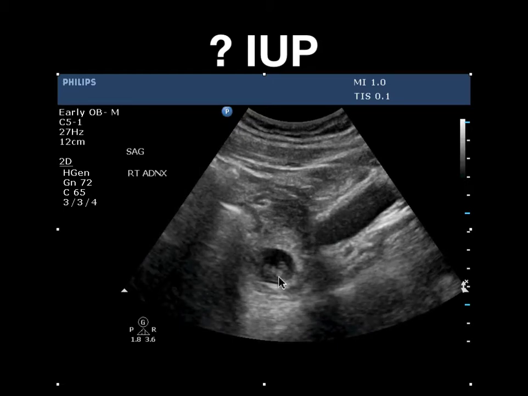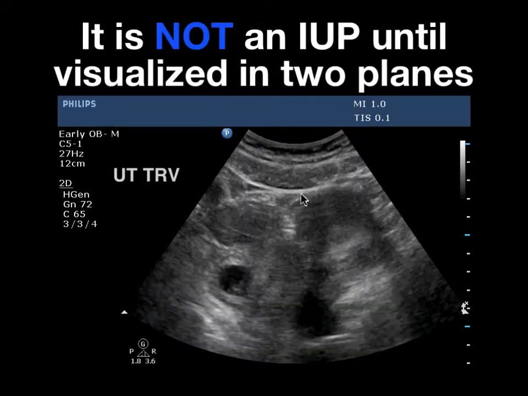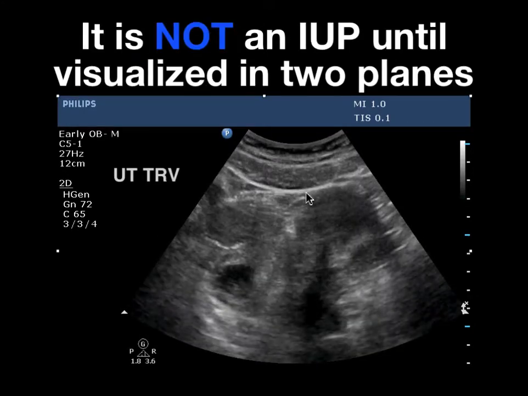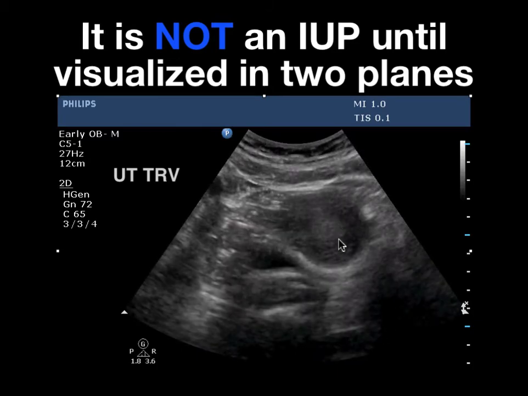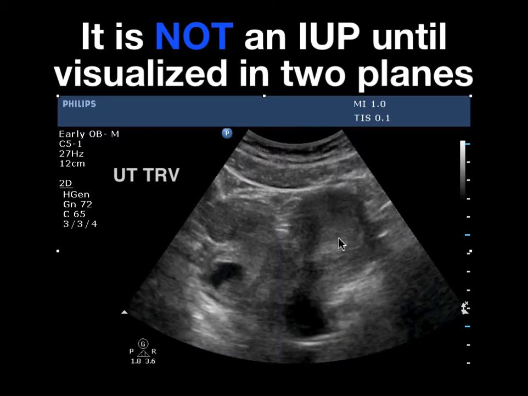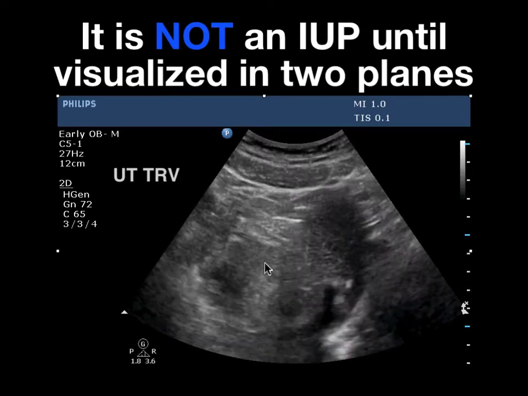But remember, it's important to diagnose an intrauterine pregnancy only if you've evaluated the uterus in two planes. You can't just diagnose an IUP off of a sagittal image. When we look at this patient in the transverse plane, you can see here's the uterus over here. Here you've got myometrium. Here's a thickened endometrium. This pregnancy is off to the side over here. This is a right tubal ectopic.